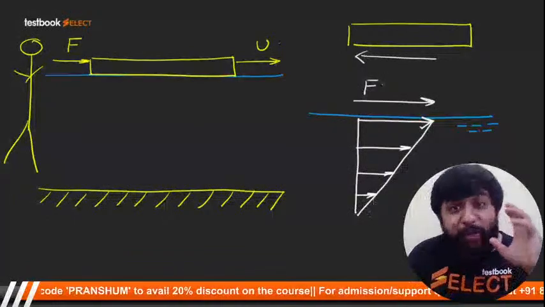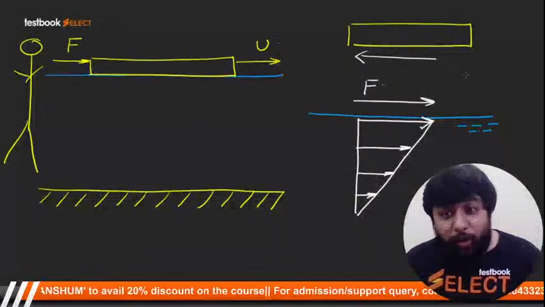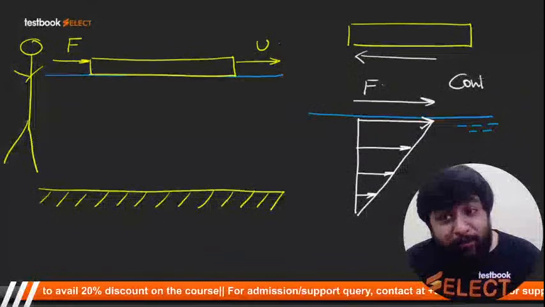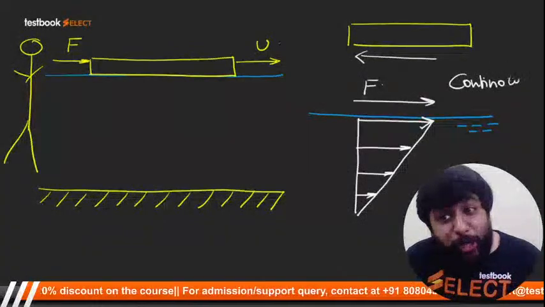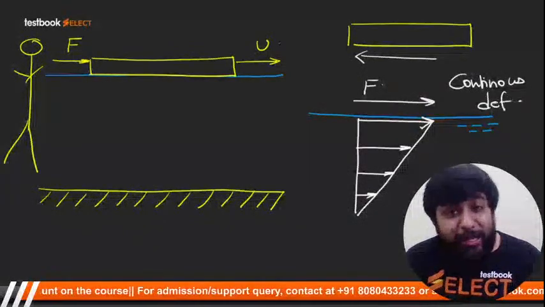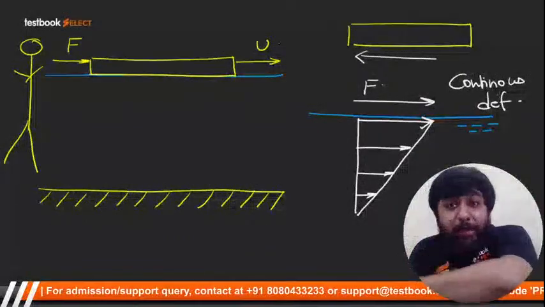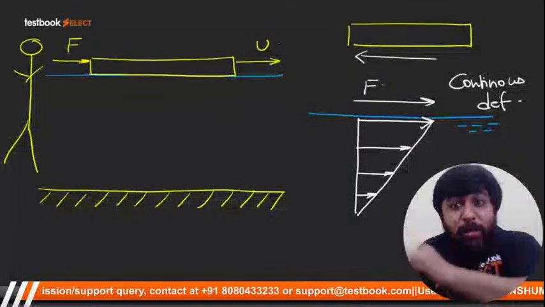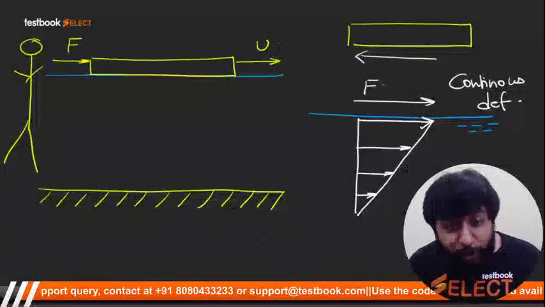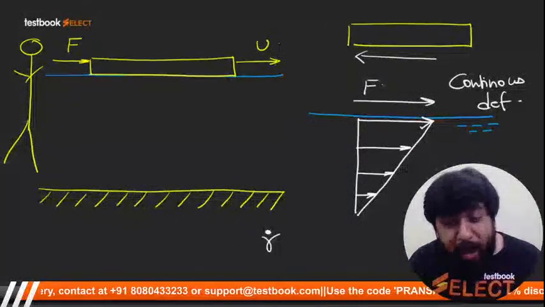So we will observe a velocity profile. What do you mean by velocity profile? Velocity profile means continuous deformation. That is, the shape of the fluid will keep on changing with time. The final shape will not be constant. So here in fluids, we define a term gamma dot.